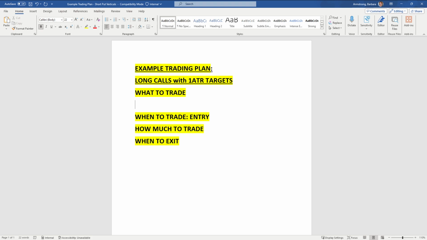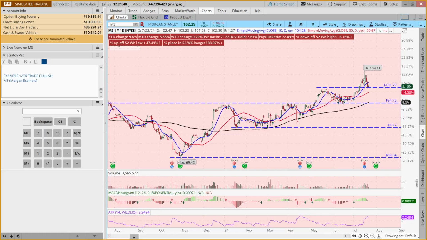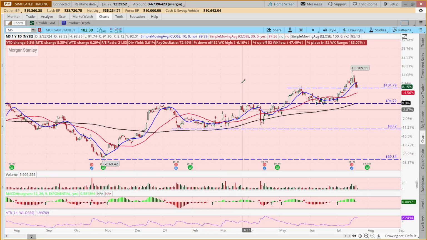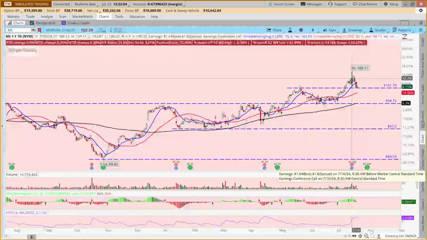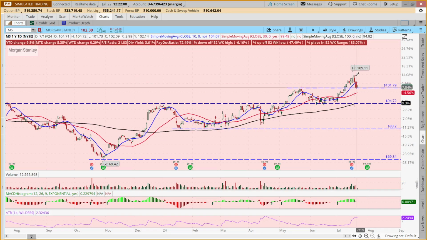Let's just take a quick walk over to our thinkorswim desktop platform. We are going to look at, for our example today, Morgan Stanley, and I have a 1-year chart up. We can see that Morgan Stanley is up almost 10% year to date. It has just had earnings and had a pretty solid earnings report. The market pulled back for a couple of days and Morgan Stanley pulled back with it.